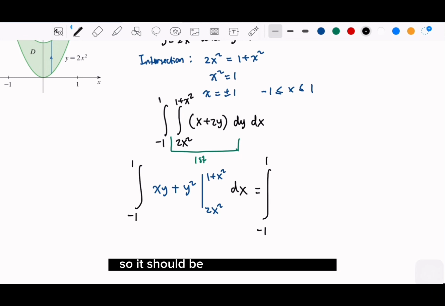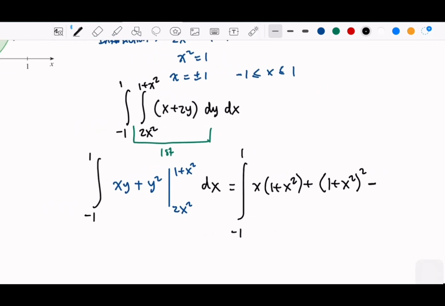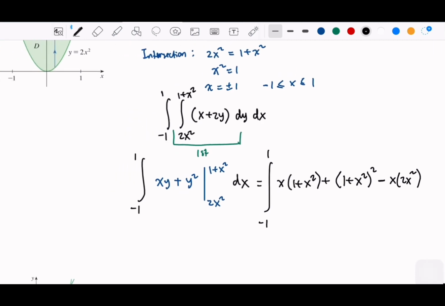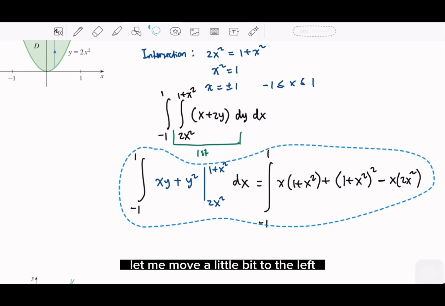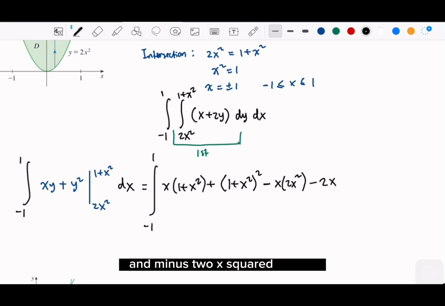So it should be x times 1 plus x squared plus 1 plus x squared squared, okay, and then minus x times 2x squared. Let me move a little bit to the left. And minus 2x squared squared.